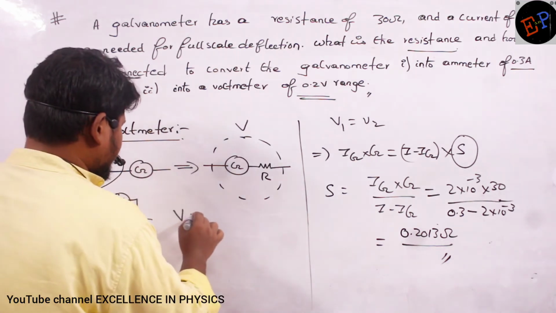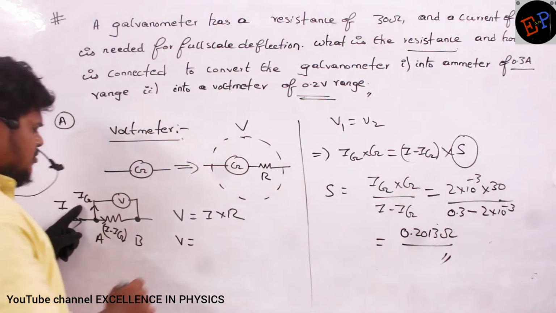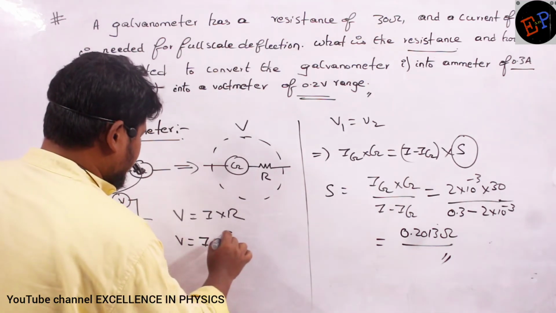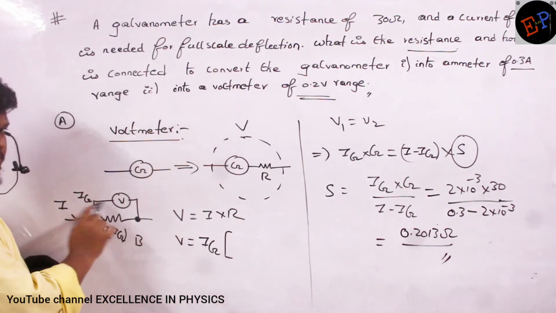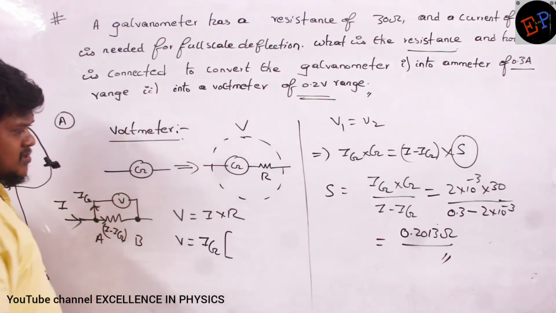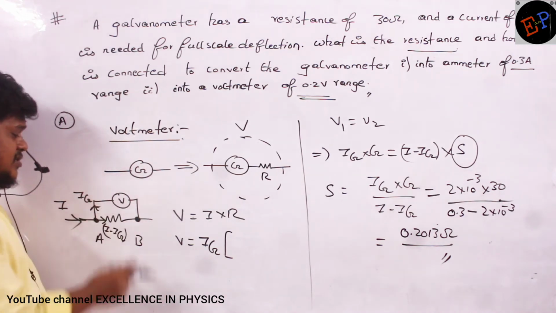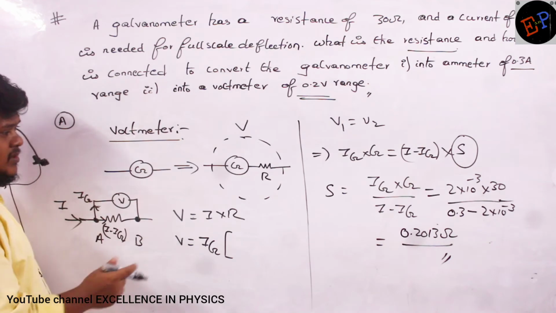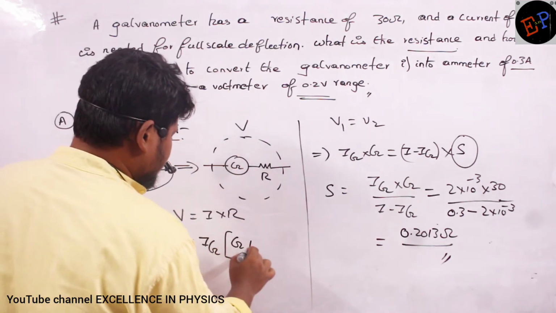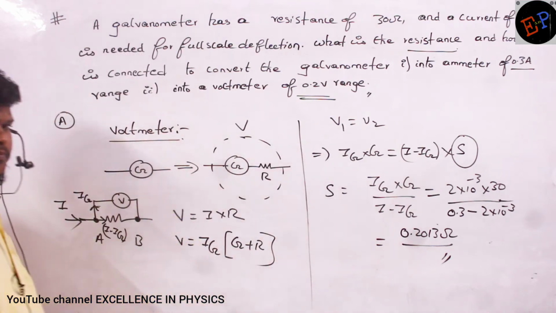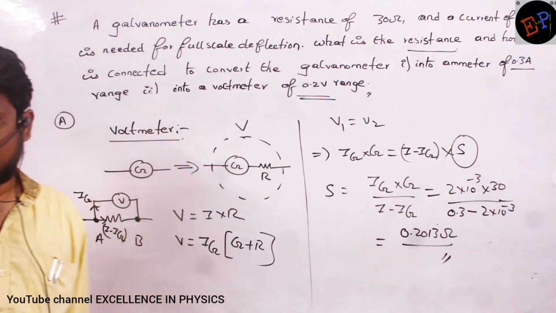So what is the potential difference? V is equal to I into R. The current entering the galvanometer is Ig. Now can you say what is the total resistance of this branch? These two are in series, so the total resistance is G plus R. That's all. So what is he asking? The R value. Just substitute all the values and calculate the R value.